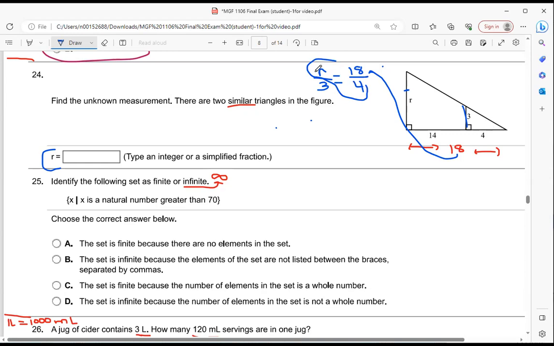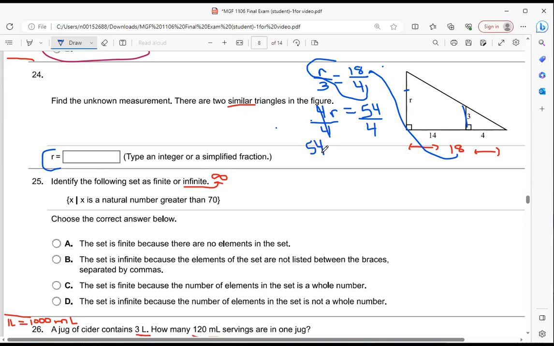So we'll have 4 times R, or 4R. 18 times 3, the opposite diagonal, would give us 54. And then we divide both sides by 4 to get R. Now, R is equal to 54 fourths.